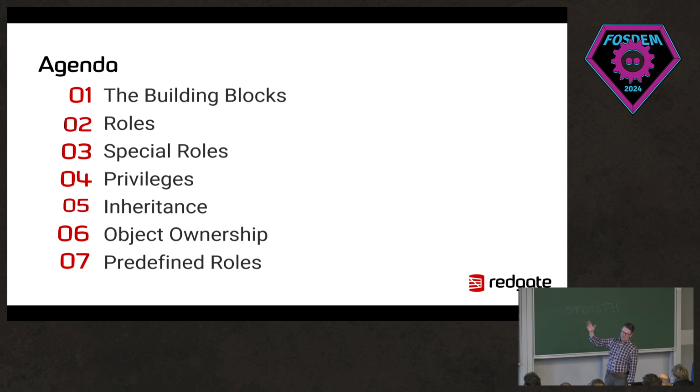Every time I run through this, I'm actually writing a chapter of a book on this, and it's like trying to figure out the exact order because of all the pieces that have to come together. So we'll start with the building blocks, get through roles, and talk a little bit about inheritance, which is really important. And for me, it's really about getting down to object ownership, because I think that's where most people get confused and have a difficult time using Postgres at scale with a lot of people.